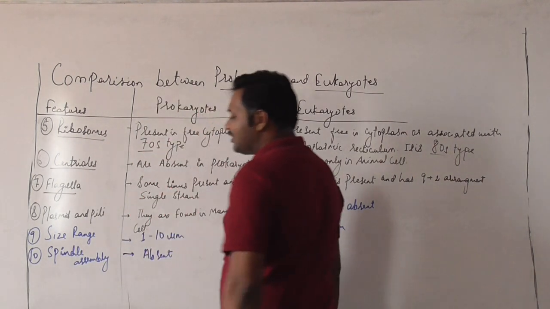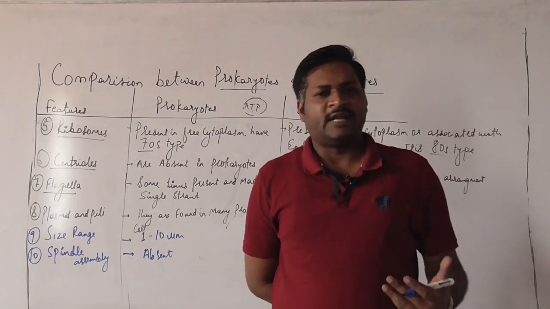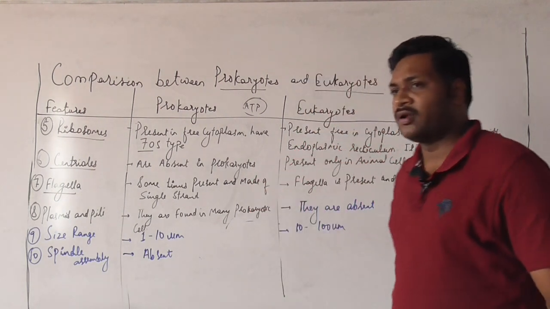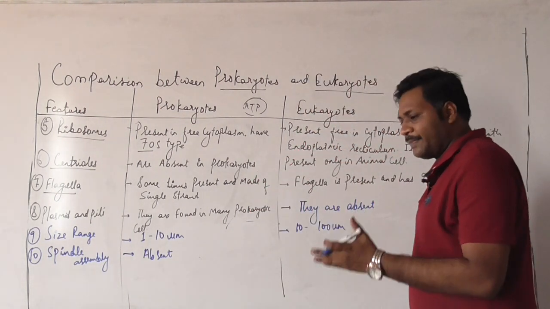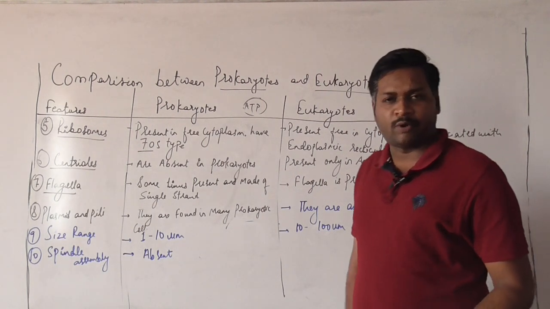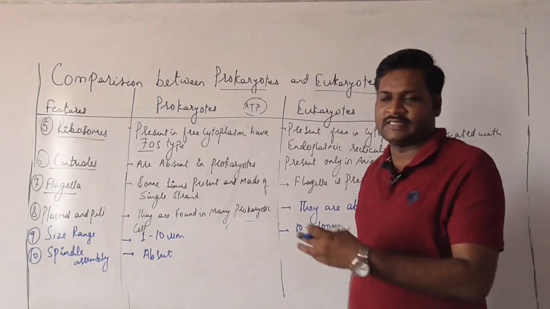It means they do not require the spindle assembly. Although they may show binary fission type of reproduction, it doesn't have the spindle assembly for movement or the separation of the chromosome. In cell division, we'll look at that point. Next to the cell, there is a part called cell division, which we'll discuss.